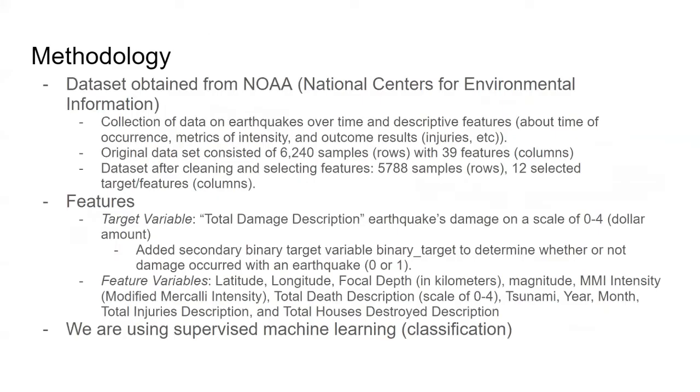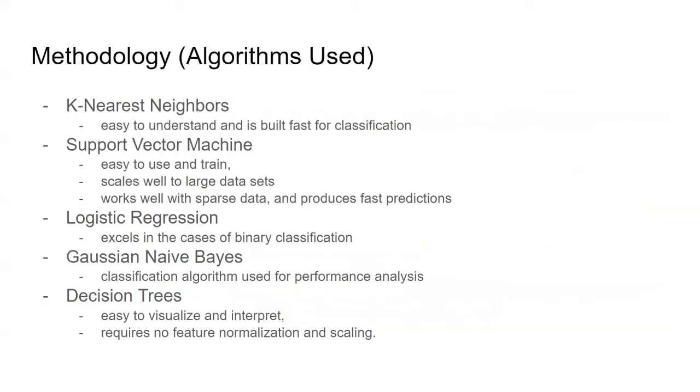So our data set was obtained from NOAA with a collection of descriptive features about time, occurrence, metrics of intensity, and outcomes such as injuries, etc. The data set after cleaning consisted of 5,788 samples with 12 selected features. The target variable was total damage description, which expressed damage on a scale of 0 to 4, the dollar amount such as none, low, medium, high, etc. And we added a second binary target variable to determine whether or not damage occurs, so it's 0 or 1. The algorithms we used were k-nearest neighbors, support vector machine, logistic regression, naive Bayes, and decision trees.